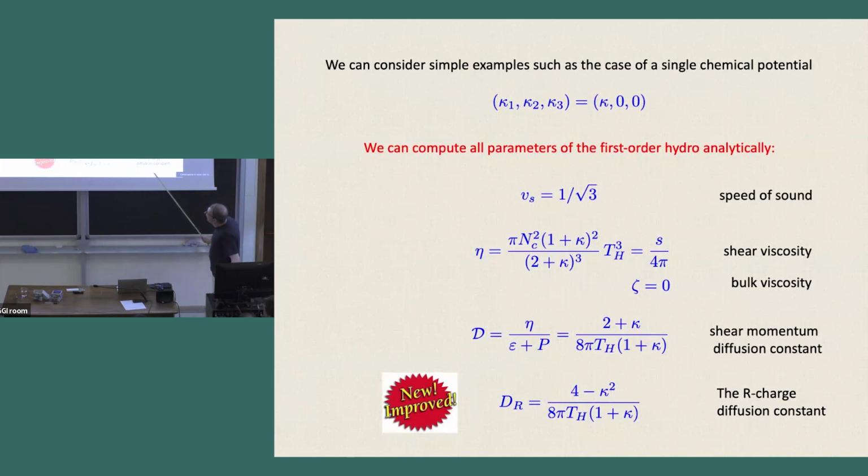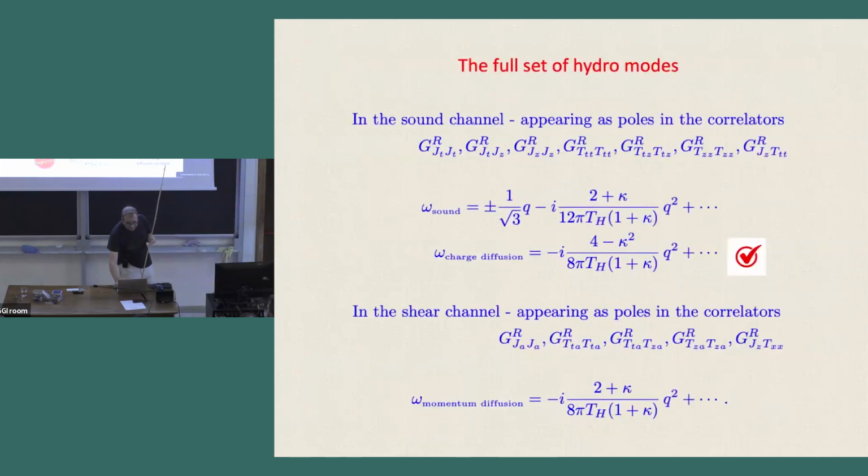Then the shear momentum diffusion constant was also computed in 2006. And then the R-charge diffusion constant was actually computed by us. It's a little bit subtle, but you can get an analytic expression. You can see from this expression immediately that there is a problem at kappa equal to 2, right? So this is exactly what hydro was predicting for us, right?